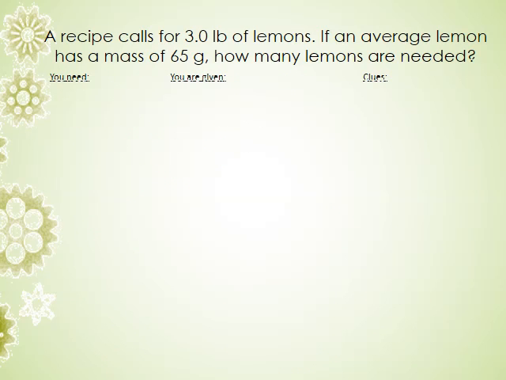Let's look at a specific example. A recipe calls for 3 pounds of lemons. If an average lemon has a mass of 65 grams, how many lemons are needed? Let's break it down, look at the problem, figure out what we need to get, what things the problem is giving me, and are there any clues in the problem? I need to get number of lemons. It's asking how many lemons are needed. I'm told that I have 3 pounds of lemons. I'm also told an average lemon has a mass of 65 grams, or 1 lemon is 65 grams.